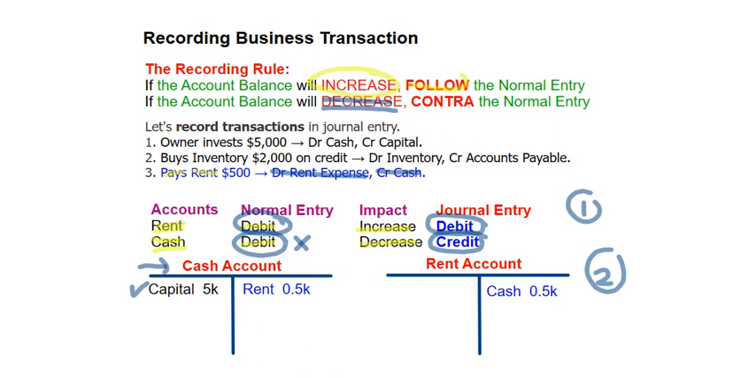For this particular transaction, it says here that we need to debit rent expense. So go to the rent account and debit. Sorry, this is cash, 0.5. Okay, and then go to the cash account and credit, which is the right side of the equation.